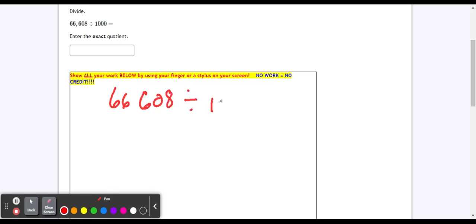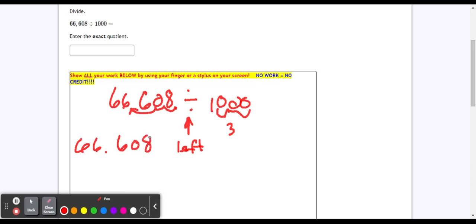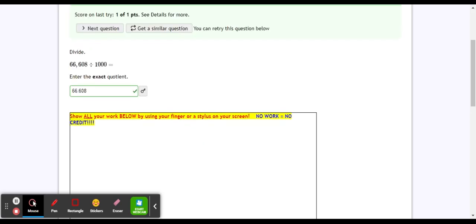Okay, next one. This one's really easy. 66,608 divided by 1,000. If you divide, you have to move the decimal to the left. And since we're dividing by 1,000, that's 3 zeros. You have to move the decimal to the left 3 times. So here's that decimal. It's actually to the right of 8. And it's 1, 2, 3 times right there. So it should be 66.608. That would be our answer.